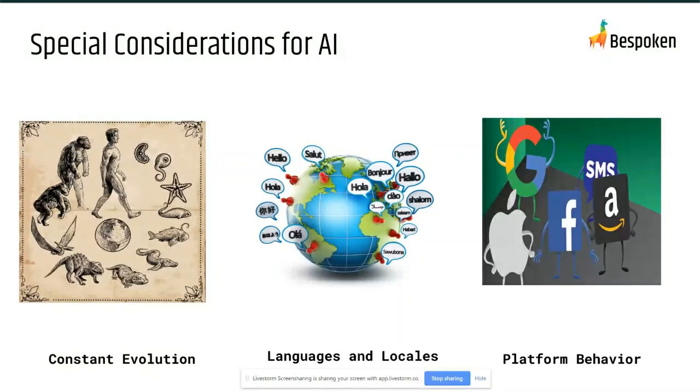And then lastly, platform behavior. There are different platforms that are out there. Obviously, Alexa and Google are very popular. There are other ones that are on the way. You want to have a consistent experience across these platforms. And again, testing is a great way to ensure that consistency.